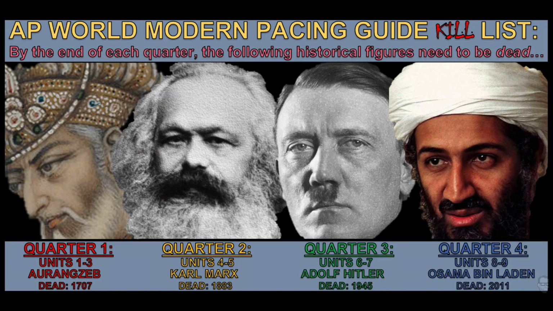So in the end, the whole thing looks like this. Aurangzeb needs to be dead by the end of quarter one. Karl Marx needs to be dead by the end of quarter two. Hitler needs to be dead by the end of quarter three. And bin Laden needs to be gone by exam day. Again, your teacher has their own plan, but if you follow this kill list, it should let you know about where you should be at the end of each quarter.